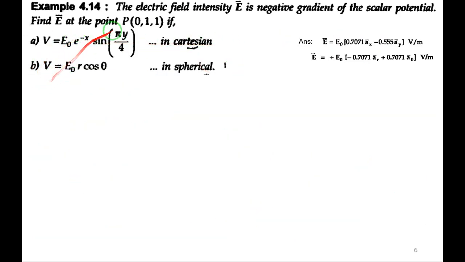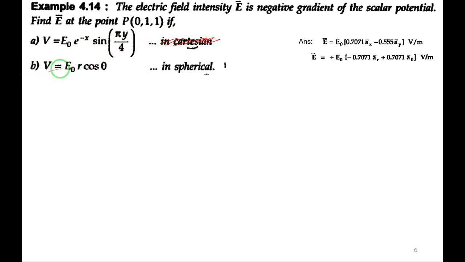Next, we'll move to the next numerical. The electric field intensity is the negative gradient of the scalar potential. This is not required, we know it. The problem starts here: find the electric field intensity E at the point P (0, 1, 1) if V is given as e to the minus x sine of pi y. This is given in Cartesian system. Just by looking at this, we have to identify it is given in Cartesian.